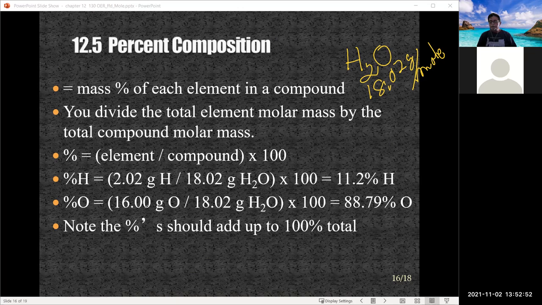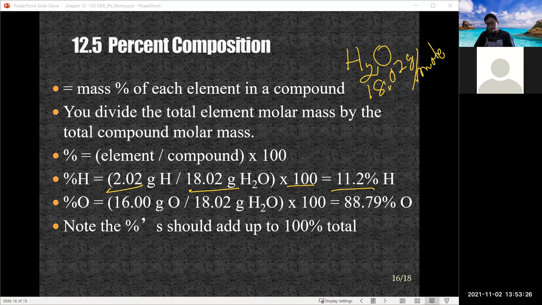We have 2 hydrogens, 1 oxygen. Now what we do is take the individual contribution of each atom and divide it by the total molar mass. So you can see we had 2 hydrogens that brought in 2.02, and we divided by the total molar mass of the molecule, in this case water, which is 18.02, and multiplied by 100, and guess what? We get a percentage, right? So hydrogen represents 11.2% in the structure of water, H2O.